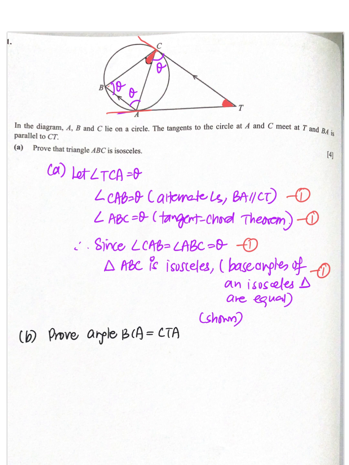Okay, so from part A, angle CBA is equal to theta, so therefore angle CAT is also equal to theta, by the tangent chord theorem.